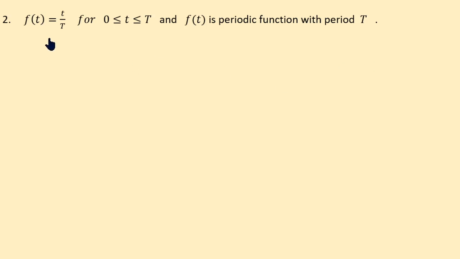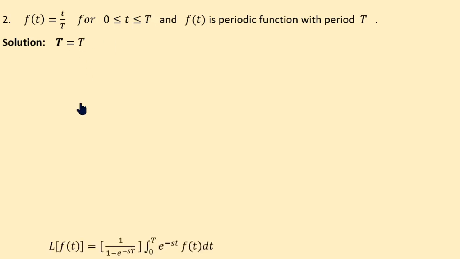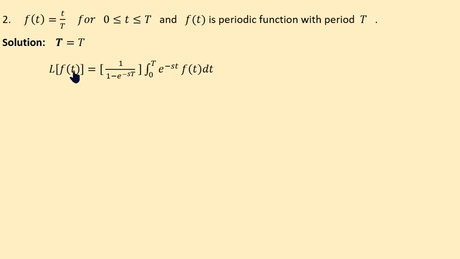So the Laplace transform of this sawtooth wave, where capital T is the period and f of t is t itself, is 1 by 1 minus e power minus s into capital T, into the integral from 0 to capital T of e power minus st f of t dt.